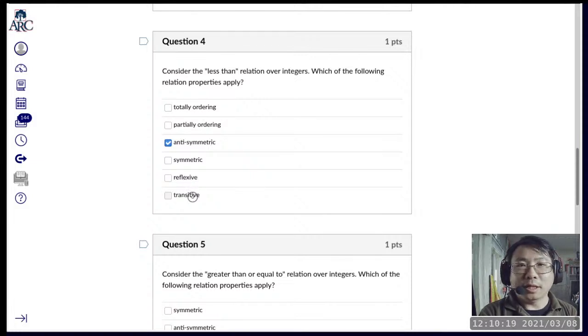Okay. And then for transitive, it is definitely transitive. If A is less than B and B is less than C, then A is less than C. Kind of makes sense intuitively. Okay, so the only one.